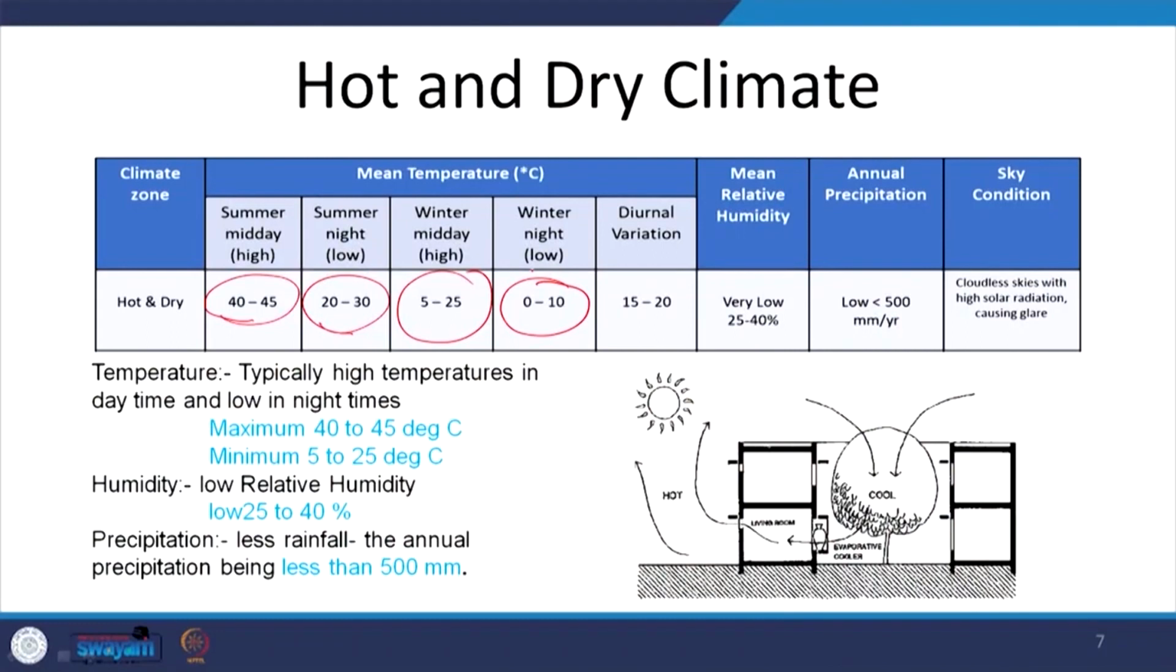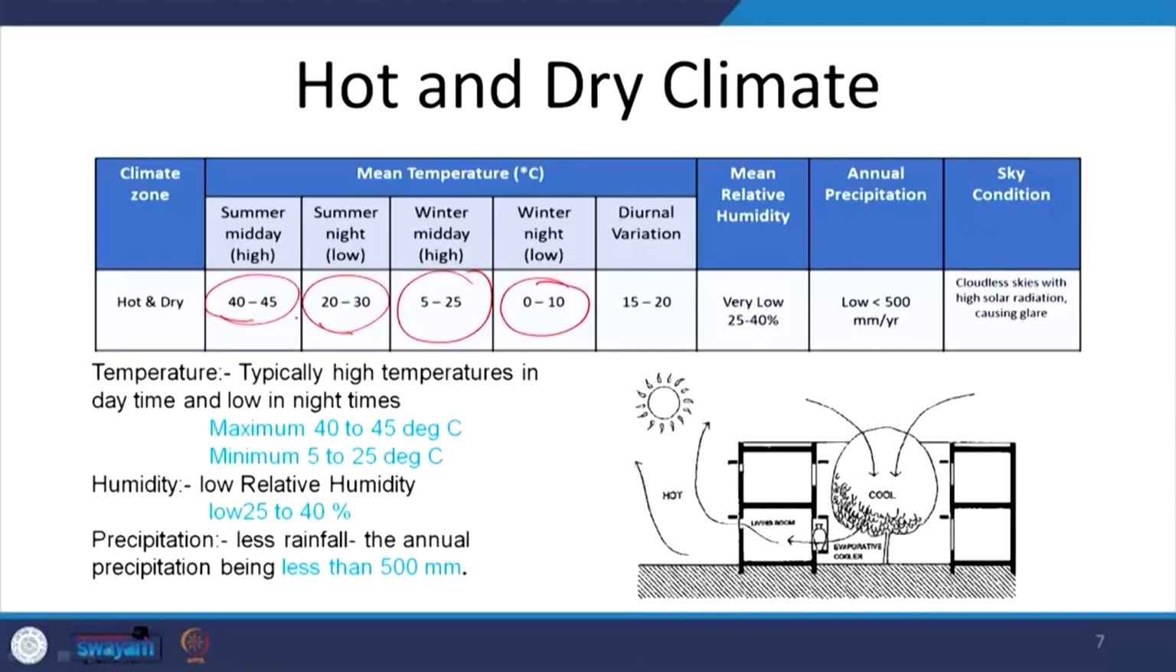So, they may be varying between 0 to 10, which, if you follow the weather news, you would see that the lowest temperatures in the plains are often in these cities of Churu, Jhunjhunu, Sikar, which are predominantly hot dry regions. So, this is what the temperature profile in a typical hot dry climate would look like.